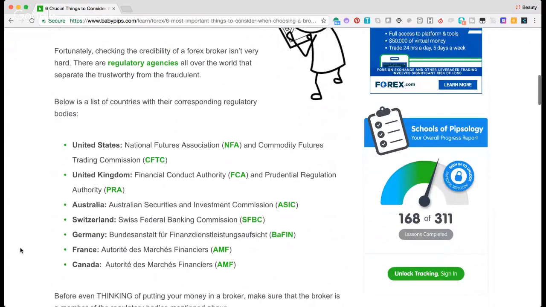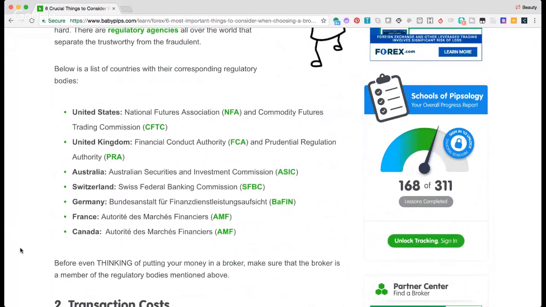Below is a list of countries with their corresponding regulatory bodies. In the United States, you'd go to the National Futures Association and Commodity Futures Trading Commission. In the UK, the Financial Conduct Authority and Prudential Regulation Authority. In Australia, the Australian Securities and Investment Commission. In Switzerland, the Swiss Federal Banking Commission. In Germany, the Bundesanstalt für Finanzdienstleistungsaufsicht, a finance organization. I don't know what that word is in German. In France, the Autorité des Marchés. In Canada, the Autorité des Marchés.